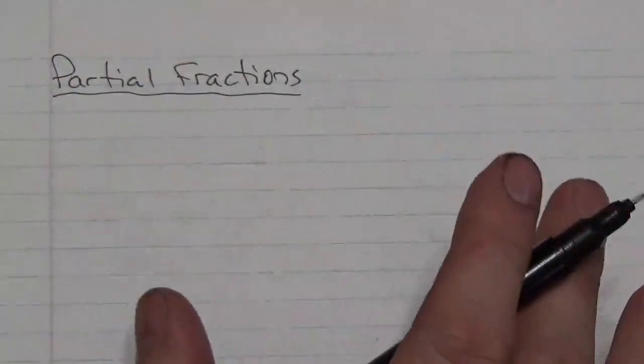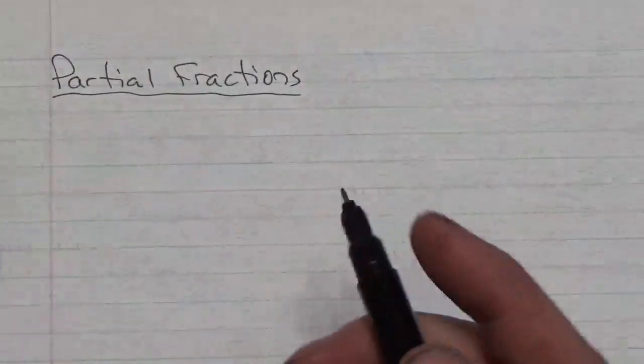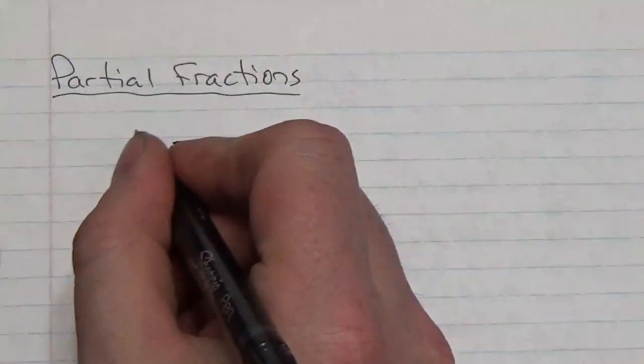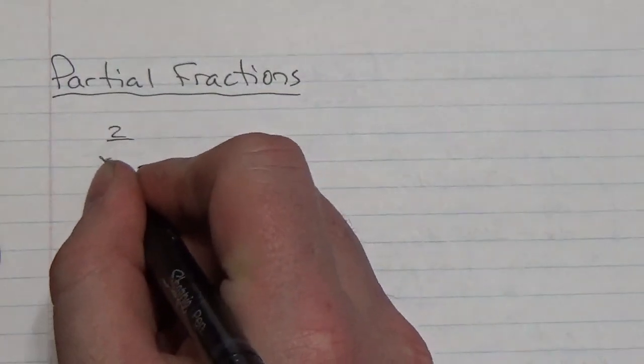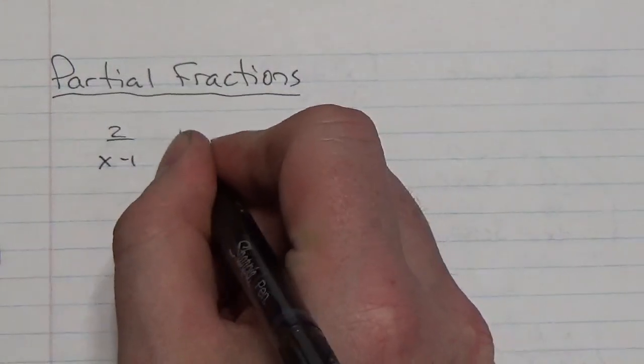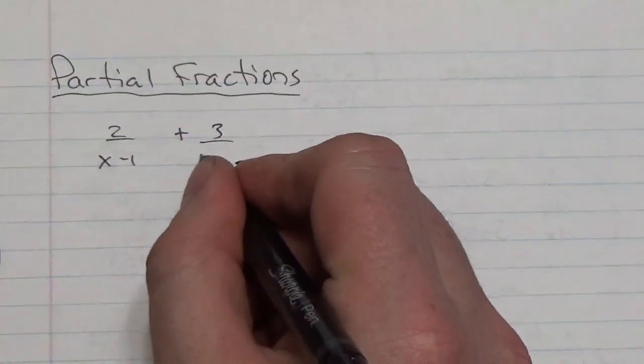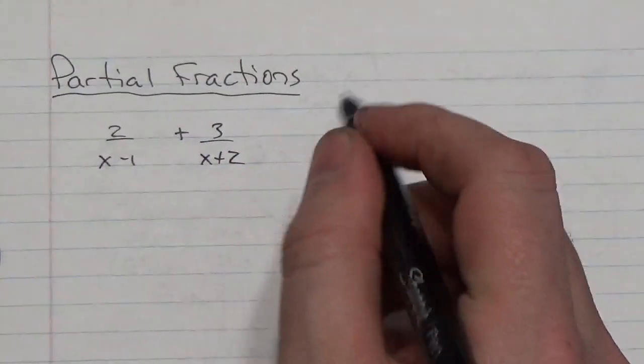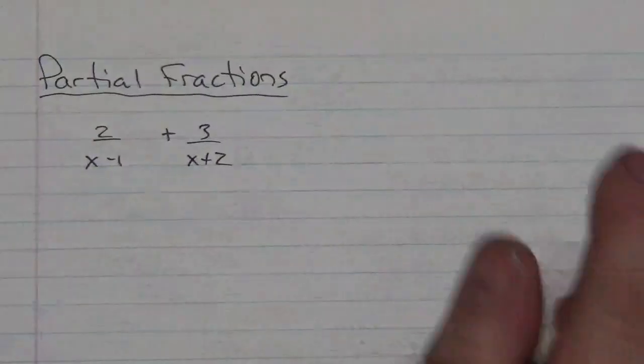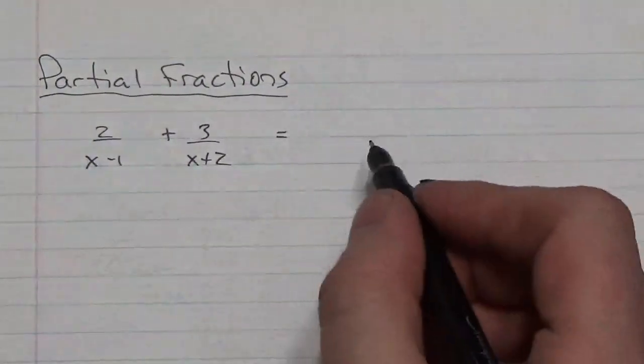But before we do that, to give you a sense of what's going on here, let me just show you something. Let's say I've got two rational expressions here. Let's say 2 over x minus 1, and I'm going to add to that 3 over x plus 2. Okay? So I'm going to start with this. We're going to add those together here.